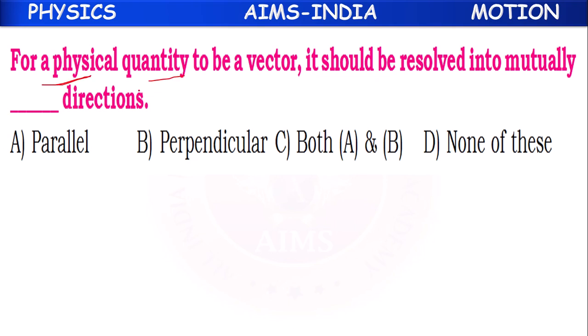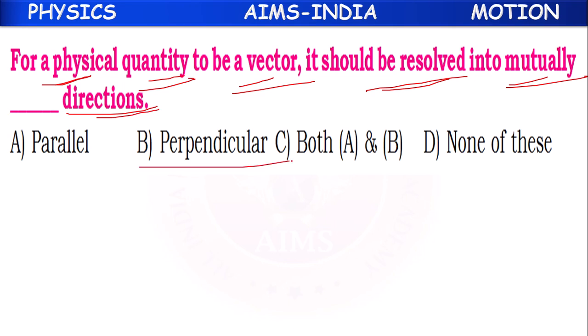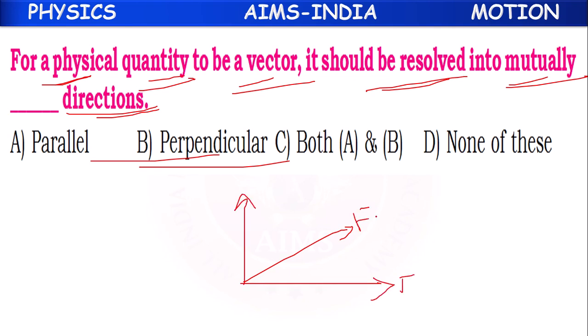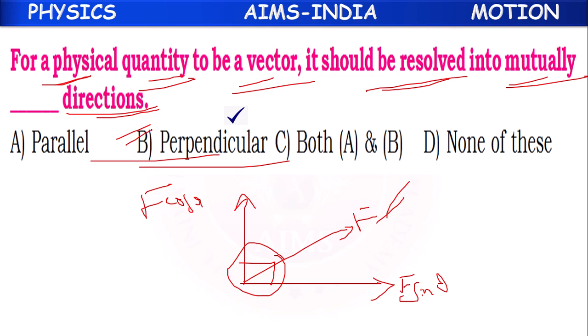Next, for a physical quantity to be a vector, it should be resolved into mutually perpendicular directions. If it is to be a vector, then it has to be resolved into two components. If it is F, then F sin theta, F cos theta, such that they are perpendicular to each other. In that way, it should be resolved. Then only it will be a vector. So option B is the correct answer.